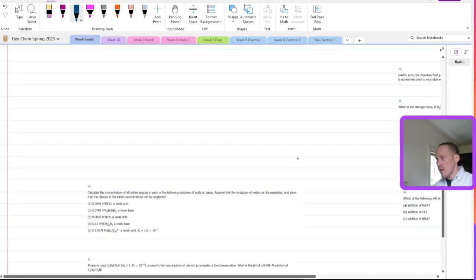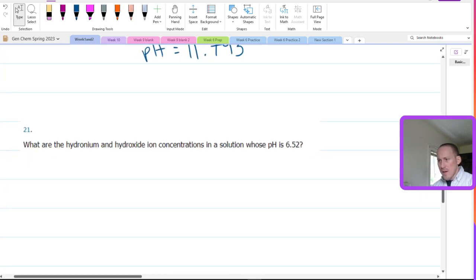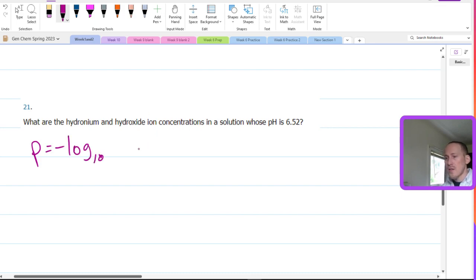Let's look at the next one. What are hydronium and hydroxide ion concentrations in a solution whose pH is as given? So since p equals negative log base 10, to undo a p, you do 10 to the negative.